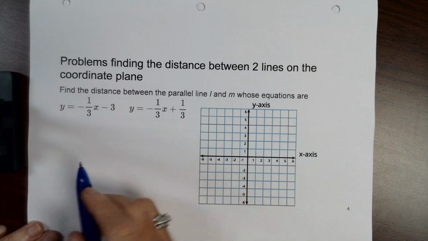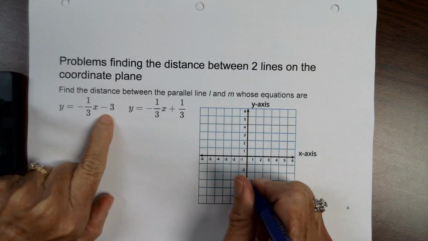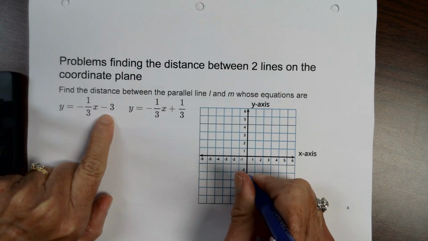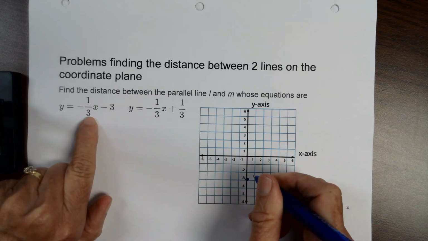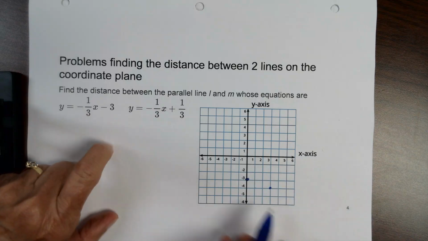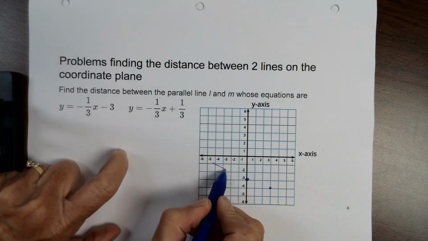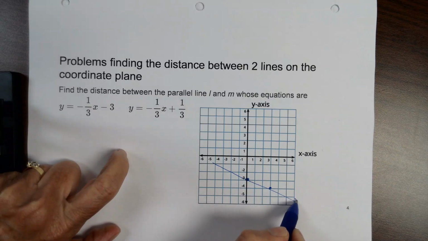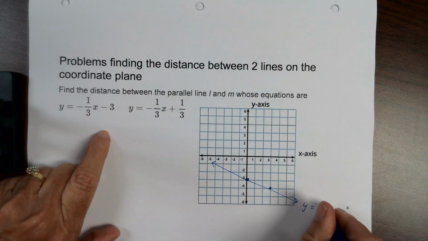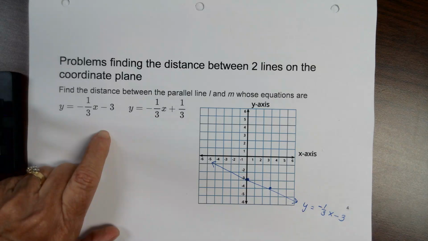So the first thing you're going to do is graph the line. I'm going to go up 1, 2, 3, and then I'm going to go down 1 and over to the right, 1, 2, 3. So I have this blue line right here. This is y equals negative 1/3 x minus 3.